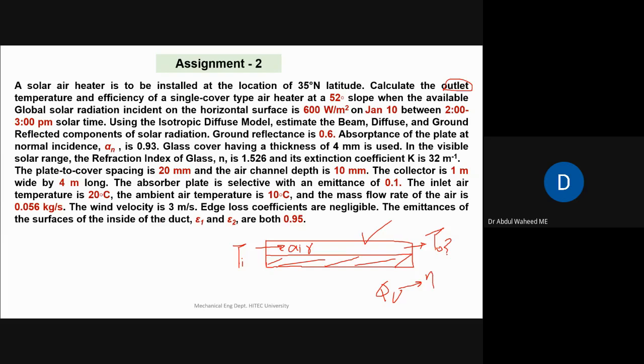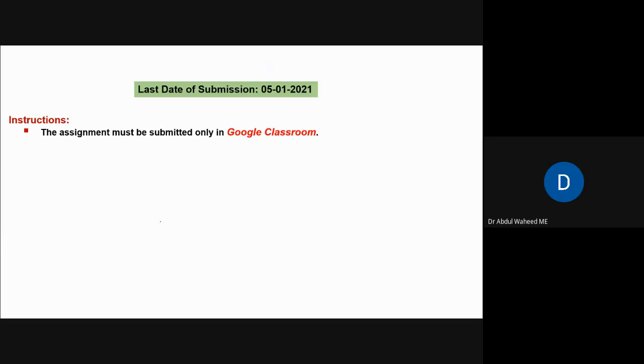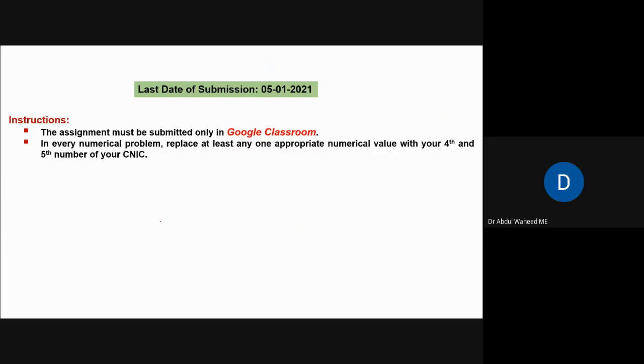ठीक है, so ये सारा given data. अब इसमें जो instructions हैं, it is very important. Last date 5th of January है, Google Classroom में ही submit करनी है. This is important point. So every student के लिए, just one numerical problem है, replace at least any one appropriate numerical value with your 4th and 5th number of your CNIC.